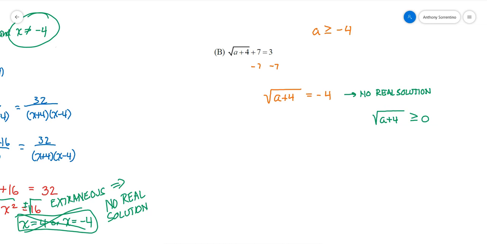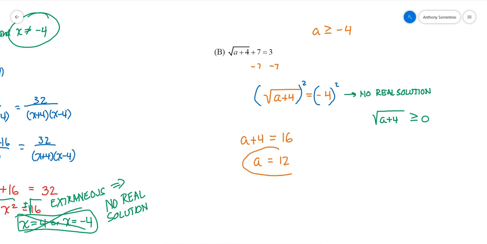But say you weren't paying attention, and you didn't notice that you're saying the positive square root of something equals a negative number. You will eventually be able to make the same conclusion as you proceed through this. So let's continue this as if we didn't notice that. I would of course then square both sides to get rid of the radical, and that gives me a plus 4 equals 16, and that means that a would have to be 12.